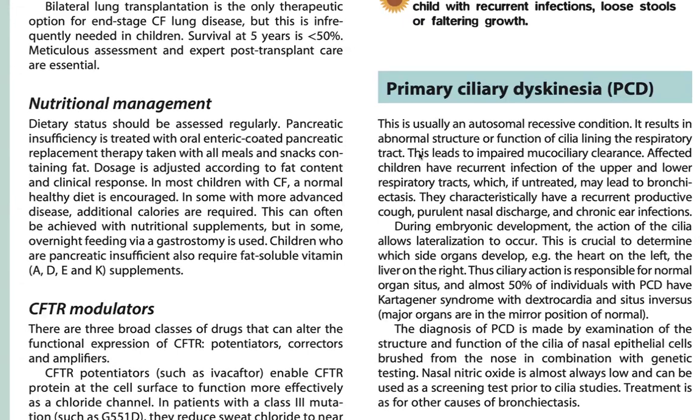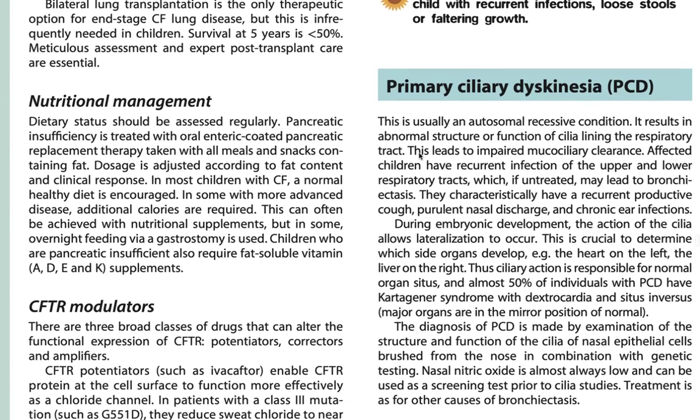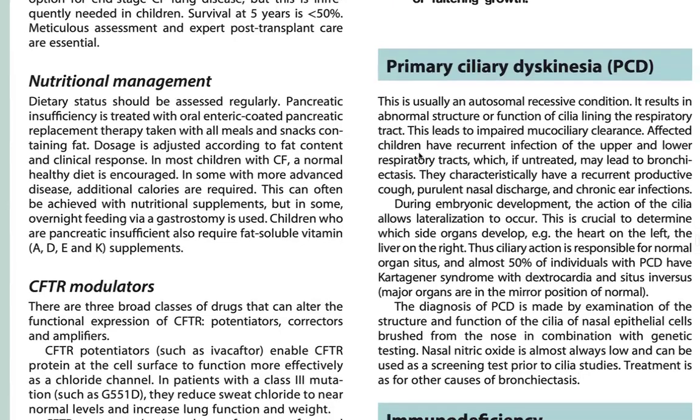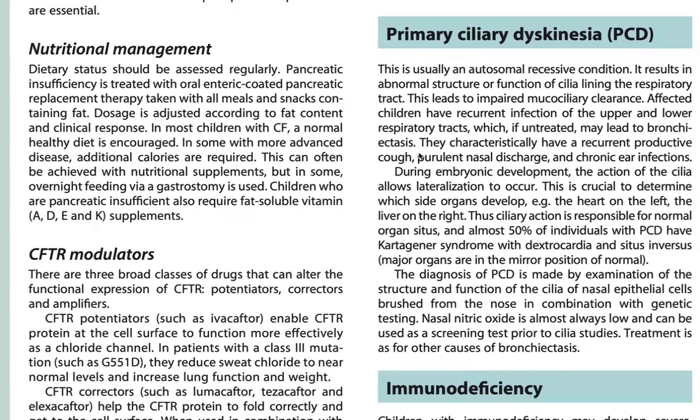This is crucial to determine which side organs develop: the heart on the left and the liver on the right. Ciliary action is responsible for normal organ positioning, and almost 50% of children have Kartagener syndrome with dextrocardia and situs inversus, where the major organs are in the mirror position of normal. The diagnosis of PCD is made by examination of the structure and function of cilia of nasal epithelial cells, brushed from the nose, in combination with genetic testing. Nasal nitric oxide is almost always low and can be used as a screening test prior to cilia studies. Treatment is as for other causes of bronchiectasis.